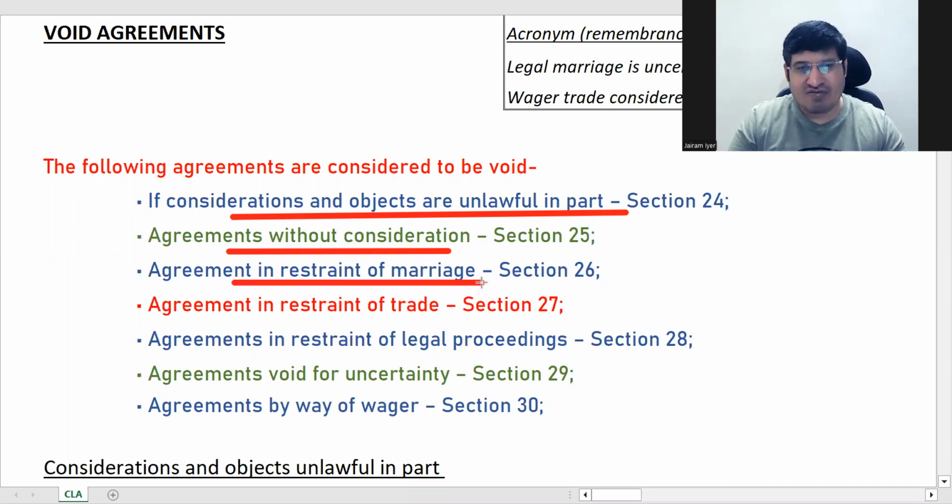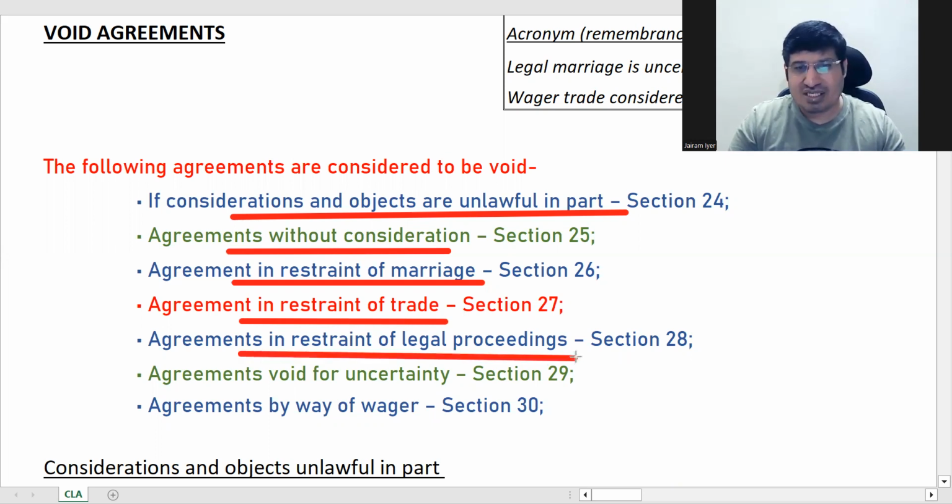Agreement in restraint of marriage. You cannot make any agreement restraining anyone from marrying, that is a universal right. You cannot restrain anyone from doing a trade. If there is one person who wants to sell something on the roadside, and there is another big shop owner, he cannot restrain him from performing his trade.